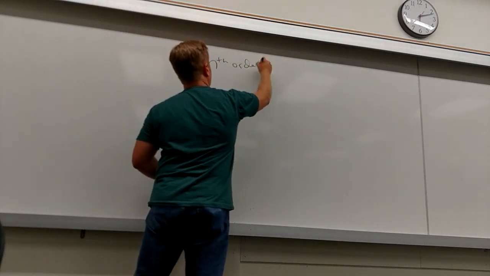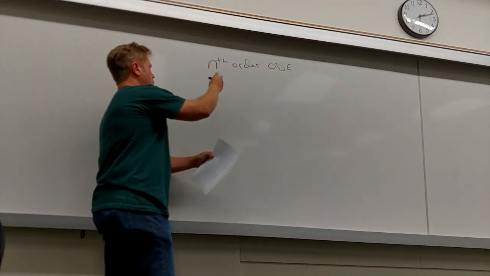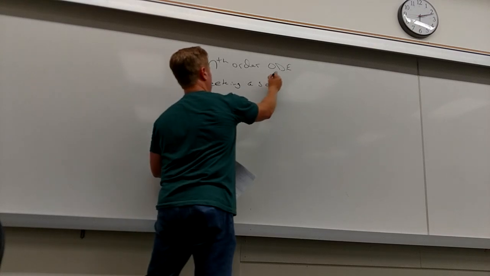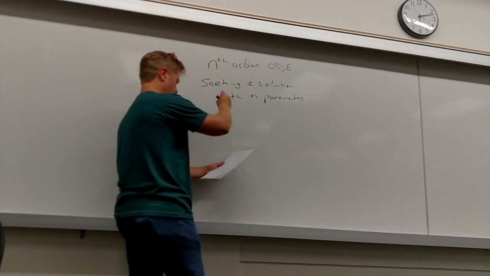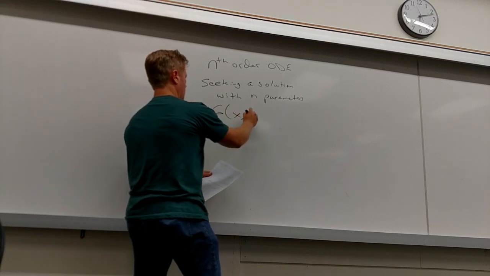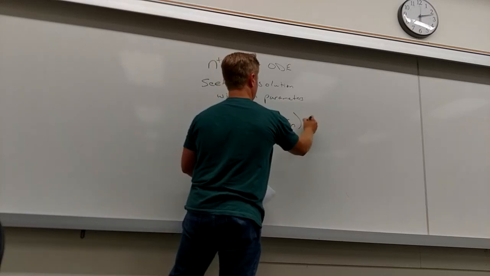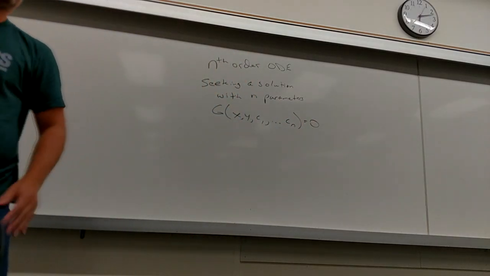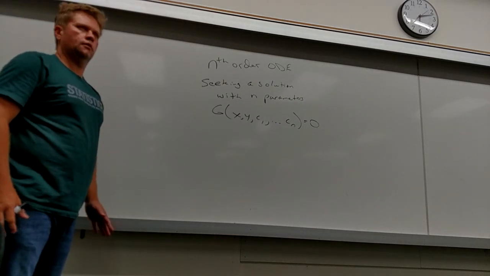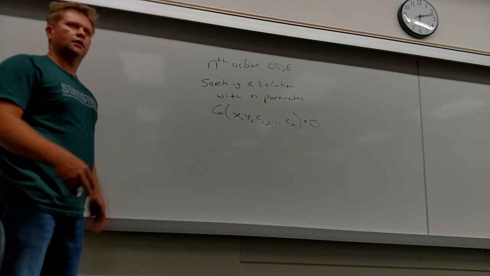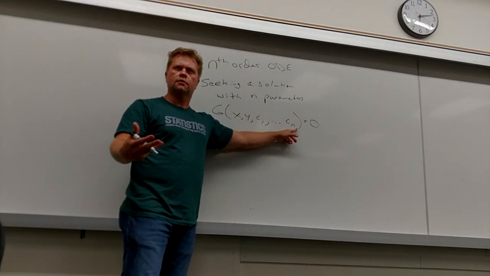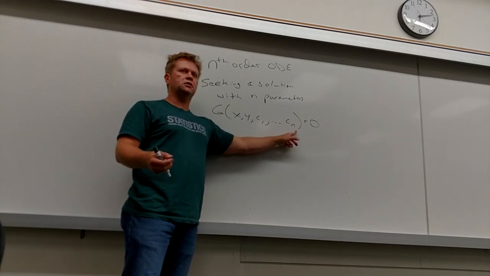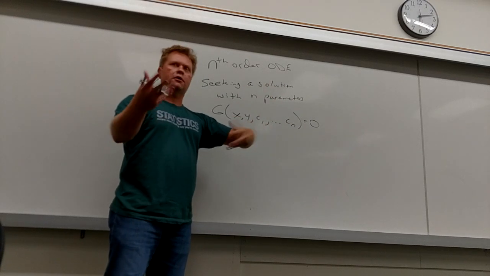Oh, yeah, I might as well write this. When you have an nth order ODE, because we're only going to look at ODEs, we're seeking a solution with n parameters. And it will be in this form. I mean, this is just gross. But just to show you, if I have an nth order ODE, you could have up to n constants that you would then need to solve for all n constants for a specific situation. You'd have to be given n initial values and pieces of information.